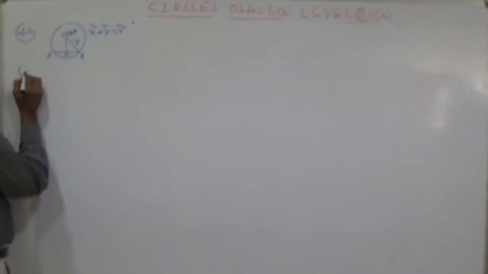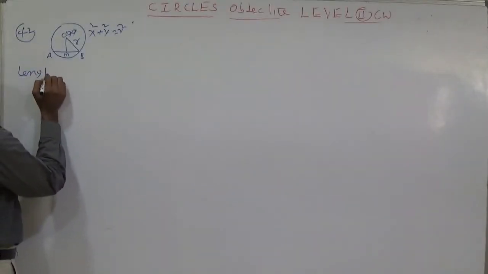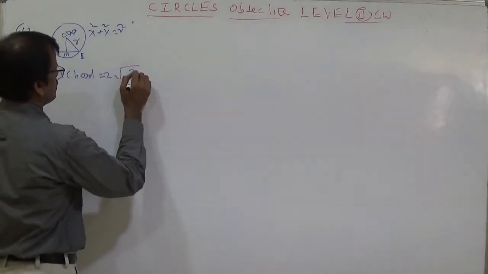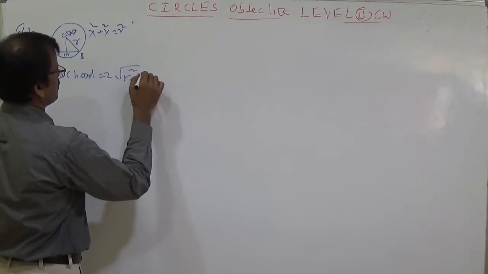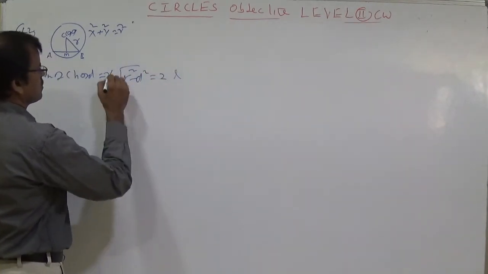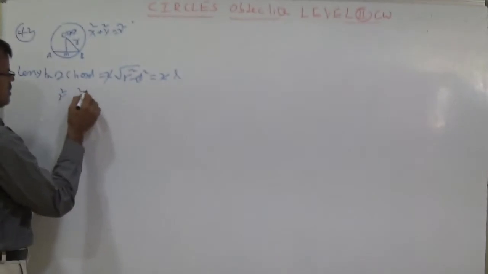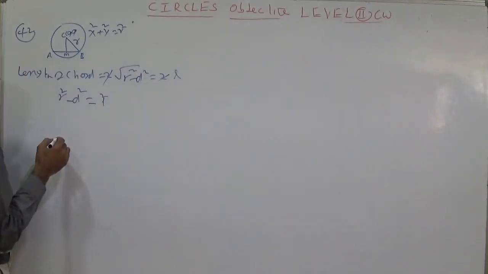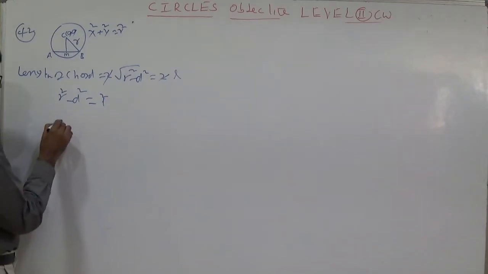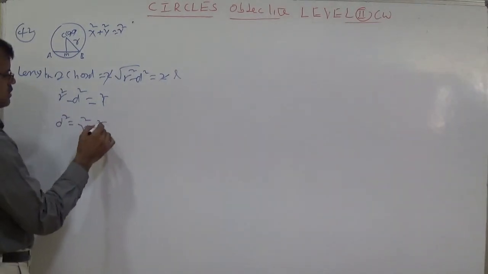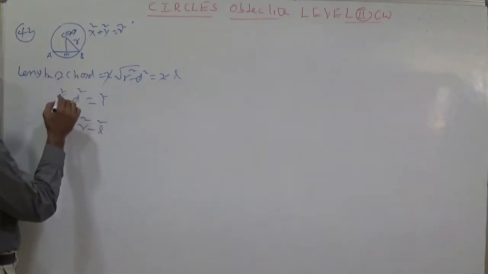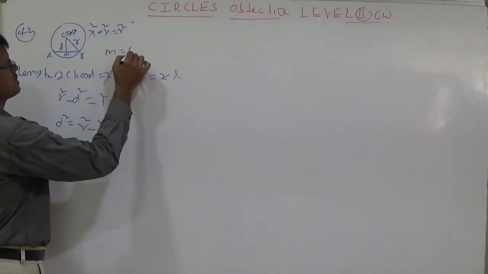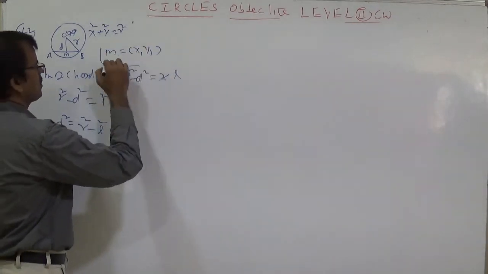Let us write the length of chord. Length of chord is given as 2L. Length of chord formula is 2 root r square minus d square equal to 2L. 2 gets cancelled. R square minus d square is equal to L square. So d square is equal to r square minus L square. So CM is equal to d. M is the locus point, that is x1, y1.